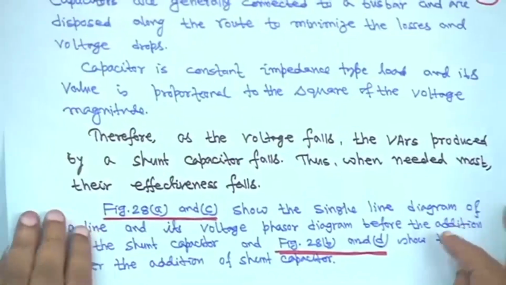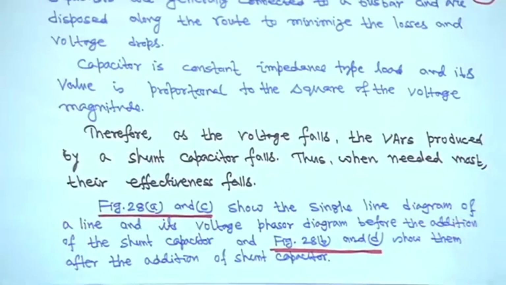These two should be in your mind, right. So, a capacitor is basically a constant impedance type load. Later we will see, I will try to show you here, that for a constant impedance type load, the reactive power which it injects is proportional to the square of the voltage magnitude at where it is connected, right.